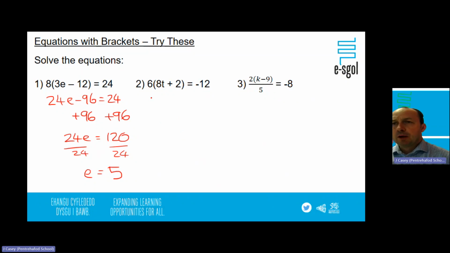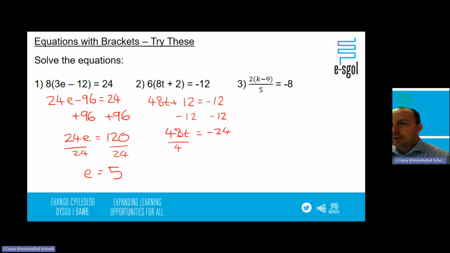Just want to expand again. So that becomes 48t plus 12. And that is equal to minus 12. So I'm going to take away 12 both sides. Take away 12. Now think about this minus 12. And I'm going to take away another 12. So again, there's an opportunity to make a mistake with the negatives here. You've got to be careful. That is going to be minus 24. And when I divide both sides by 48, the value of t is minus 24 divided by 48. So that's minus 0.5. Or of course, I could write minus a half.